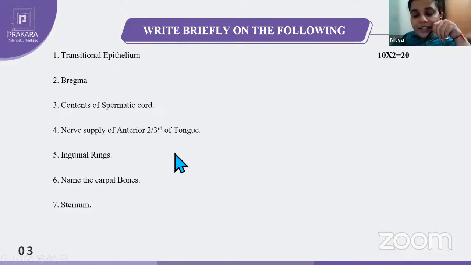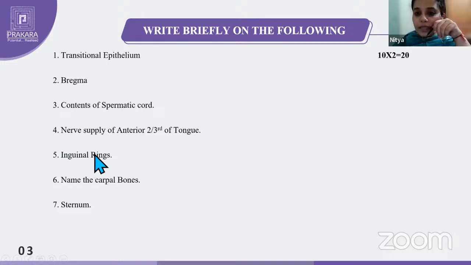Nerve supply of anterior 2/3 of the tongue. So here you will mention about the sensory supply, the motor supply, as well as the special sensation. So sensory supply is by the lingual nerve, motor supply is by the hypoglossal nerve. Motor supply means supplying the muscles of the tongue. So that is by the hypoglossal nerve, and the special sensation is by chorda tympani nerve, which is a branch of facial nerve being carried along with the lingual nerve.